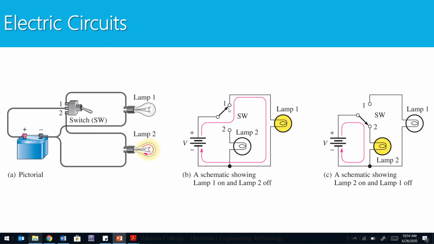Once the switch flips from position 1 to position 2, now we can see that current will leave the voltage source, go around to switch 2, through lamp 2 and back around. Notice current never flows through lamp 1 because there's an open circuit right here. There is no path for current to take. Therefore, the current cannot flow through lamp 1.